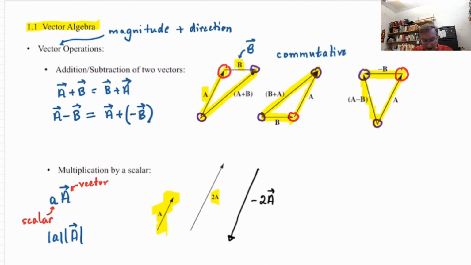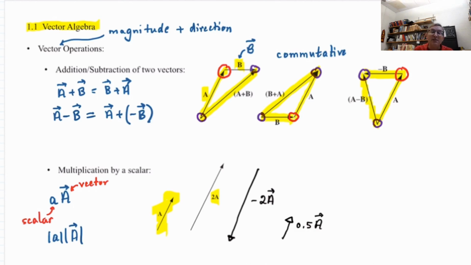Now, what if the scalar you're multiplying the vector by, the little a in this formula, is less than 1? Let's say it's positive and less than 1. Let's say it's 1/2. What do you get? You get a new vector with a magnitude that's 1/2 of the original vector. So that would be something like this. Right? That would be 0.5 times big A. Like that. So all you do is multiply the magnitude of the vector by the scalar.